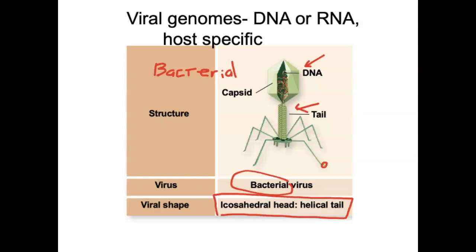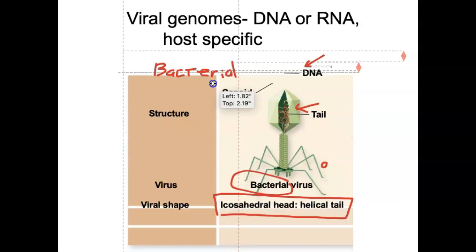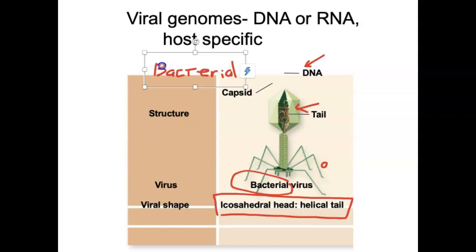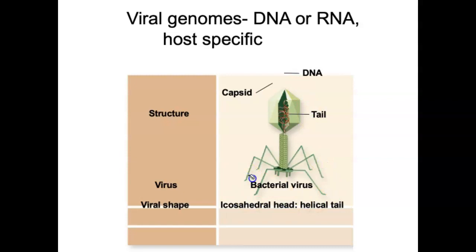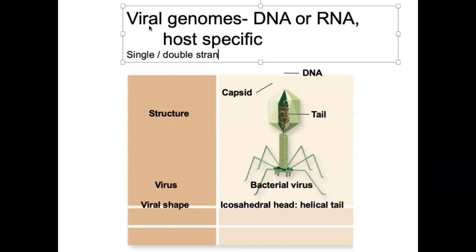When we're looking at the viral genome, let me give us some more room here. You guys know what it says. I'm just going to clear it out. Okay, so the viral genome, when we're looking at that, we will often see that it is either single or double-stranded. Could be DNA or RNA based on the genome.